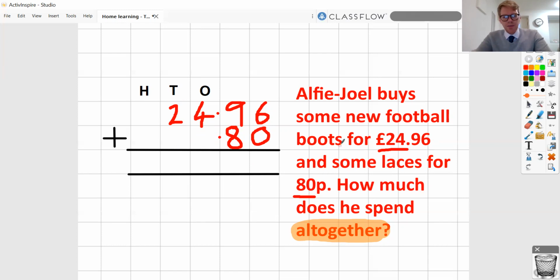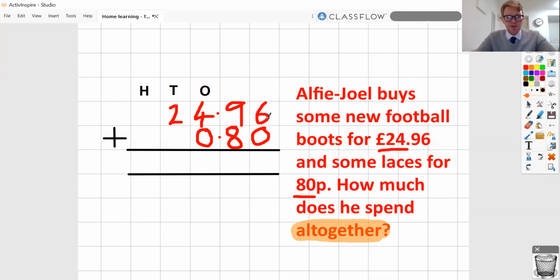So let's just double check that we're happy with this then. So I've got £24.96. That's the football boots. And some laces for 80p. And yes, that's over here. Now I could write in £0.80. If I really wanted to, I could fill this whole thing up with zeros, all the way over here, because I've got £0, 0 tens of pounds, 0 hundreds of pounds if I wanted to carry on. But it's not actually going to make any difference, is it? Because if I did 2 plus 0, it would still be 2, just the same as if it's 2 plus nothing. So I don't actually need those in there, but I'll put that in for completion's sake.